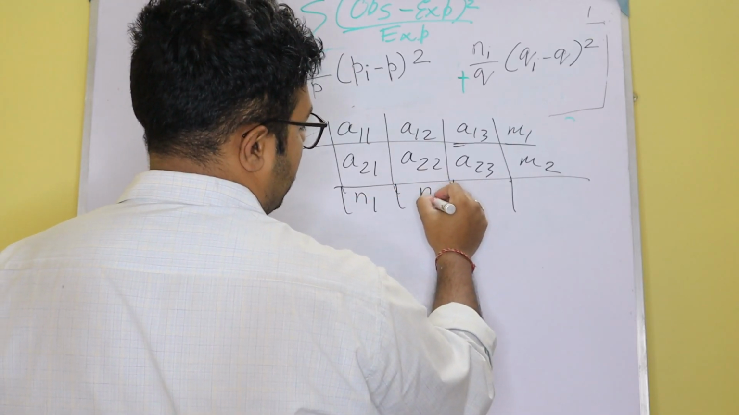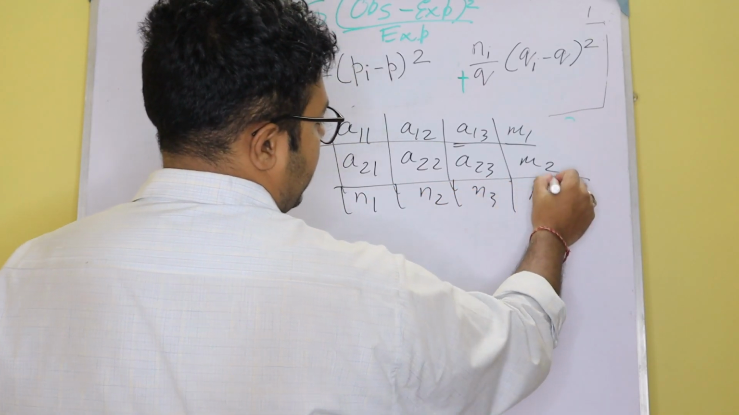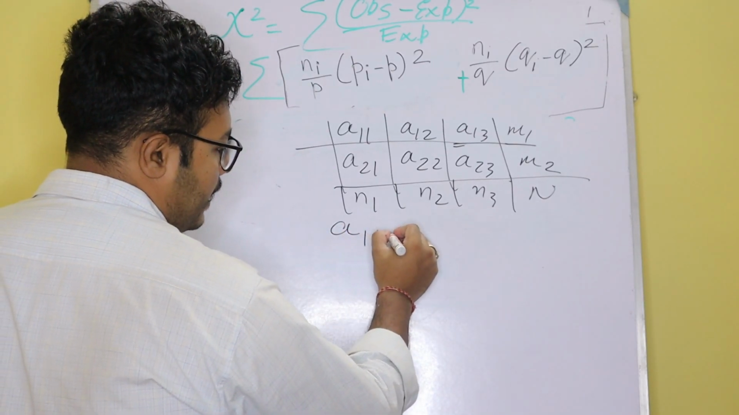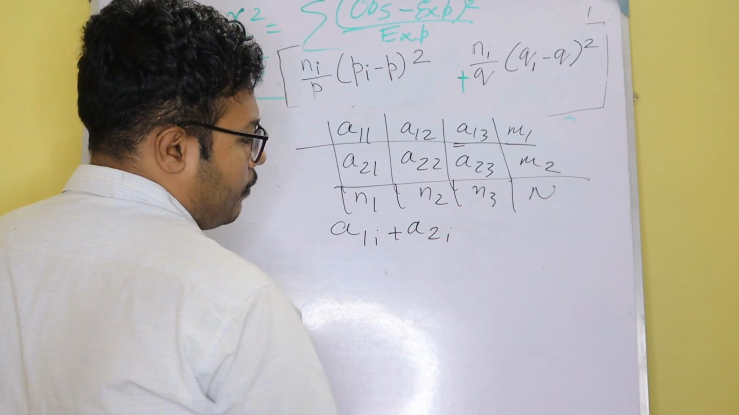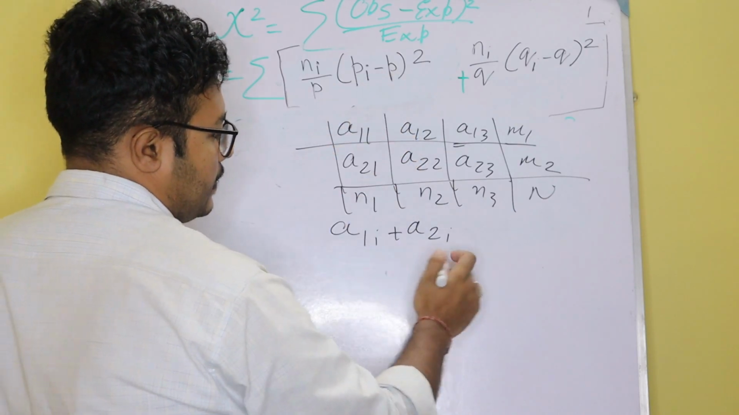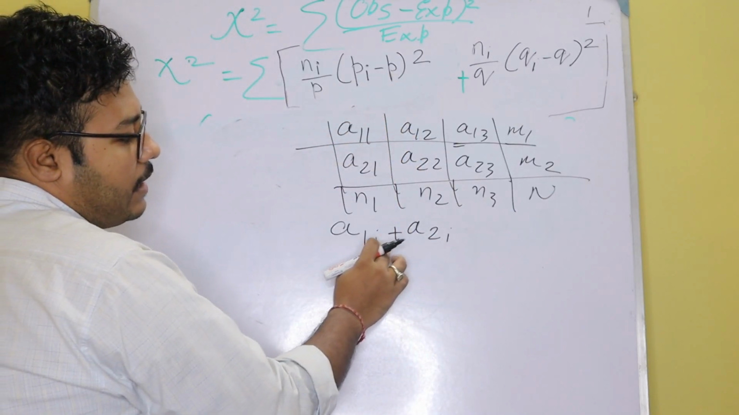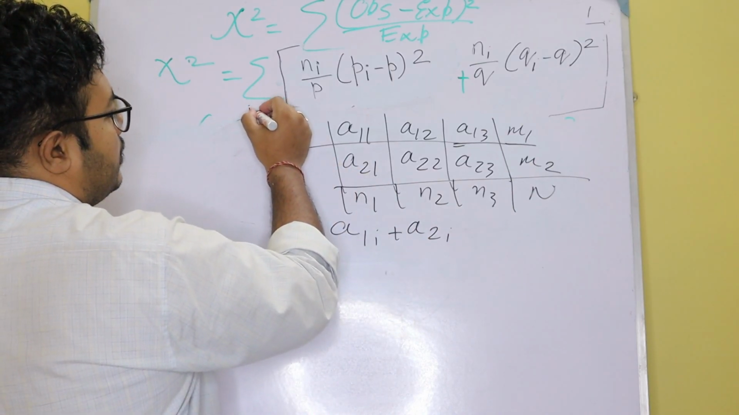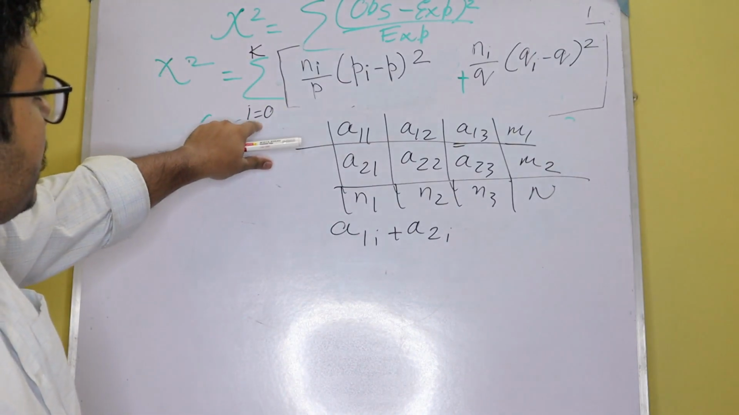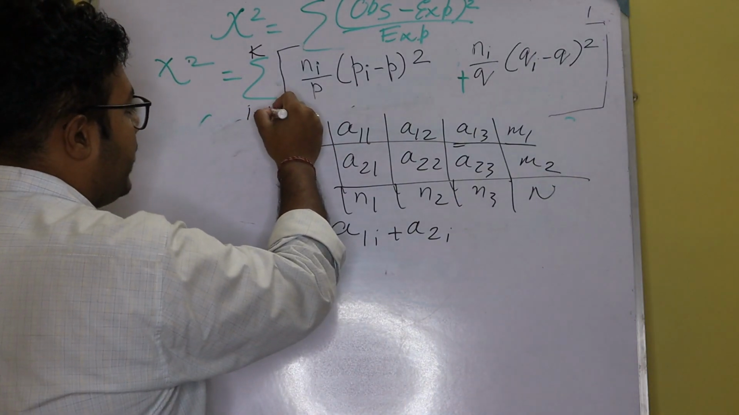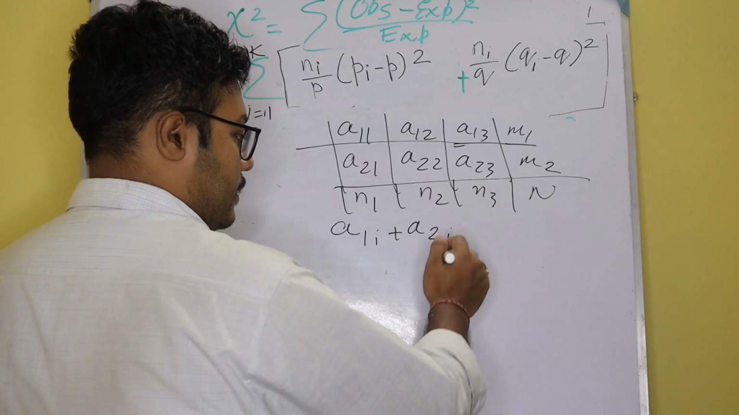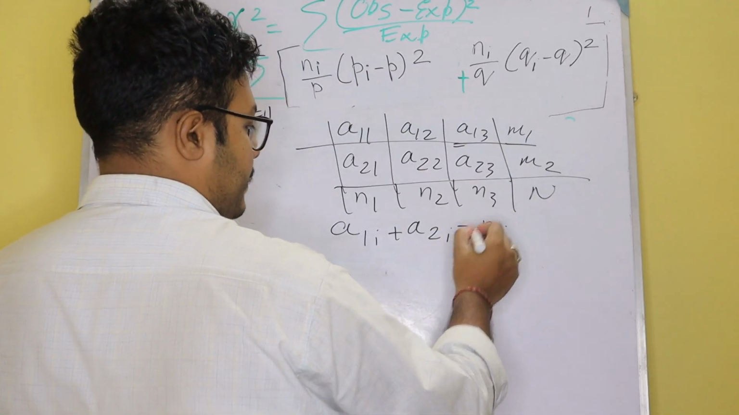This is N1, N2, N3 and this is N. Now, if I say A1i plus A2i, what does that mean? It means the sum of the columns. See here, i can be 1 or i can be 2. I can be 1 to k because usually we denote that the k rows or k columns are there. So this is equal to ni.